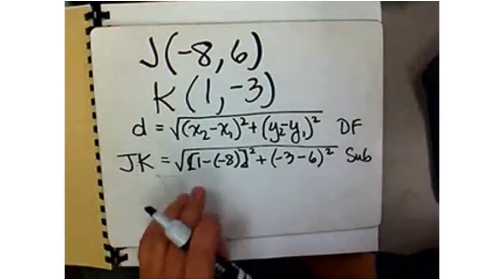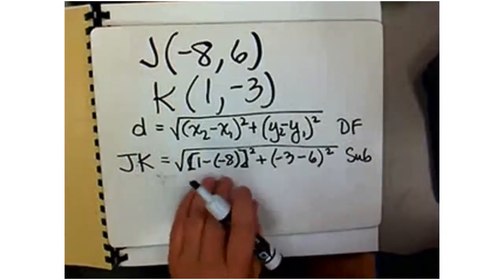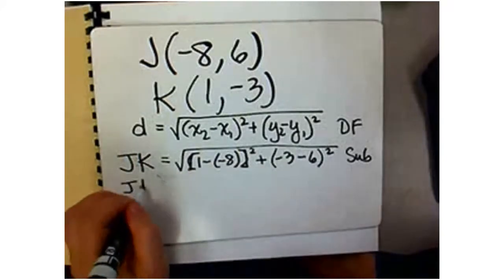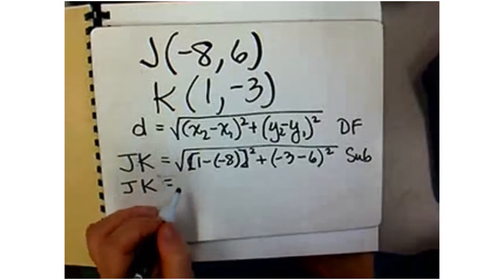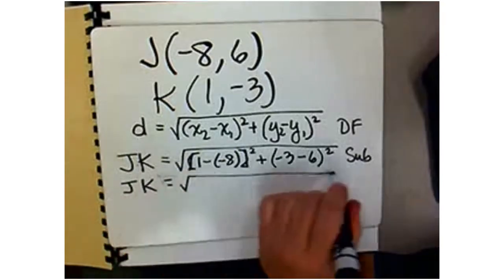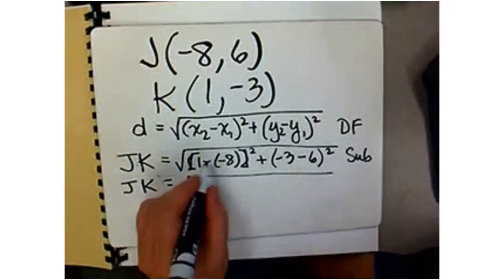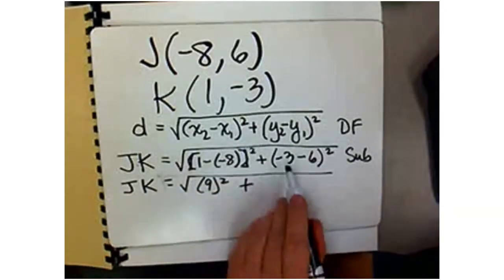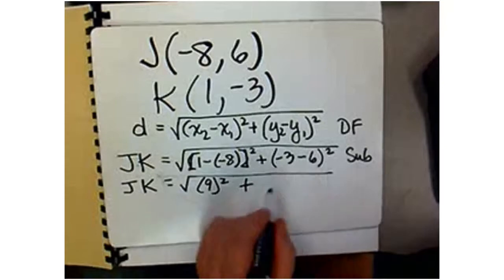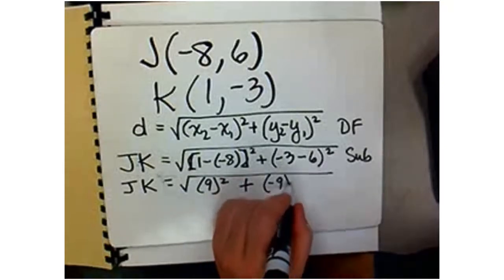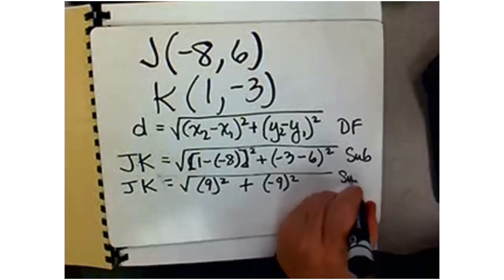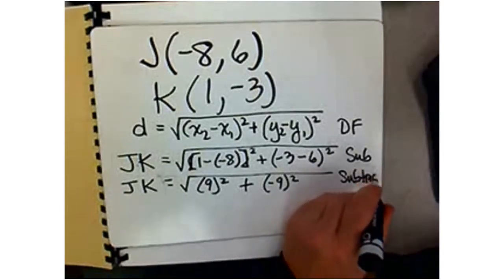Now we do all the math. We do our subtraction. We use our order of operations, right? We do our stuff in our parentheses, and the next line has JK equals the square root of 1 minus a -8, which is actually 1 plus 8. So 9 squared plus negative 3 minus 6 is negative 9, right? So open paren negative 9 squared. And that's just doing our order of operations and doing the subtraction.